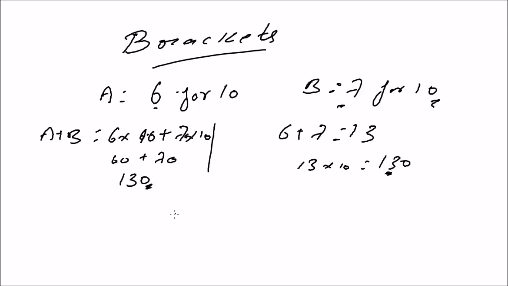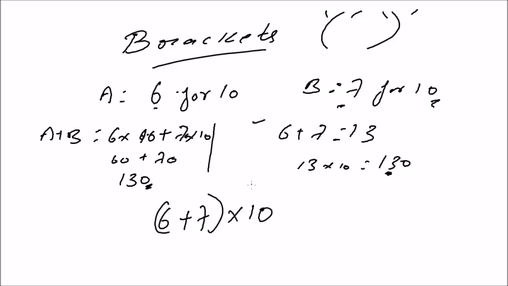Now this same problem could be solved by using brackets. So let's see what a bracket looks like. A bracket basically will look like this. These are called common brackets, which are most commonly used. Now this same problem could be solved by using the method which B has used. Let's see, 6 plus 7, put them in the bracket and multiply it by 10.